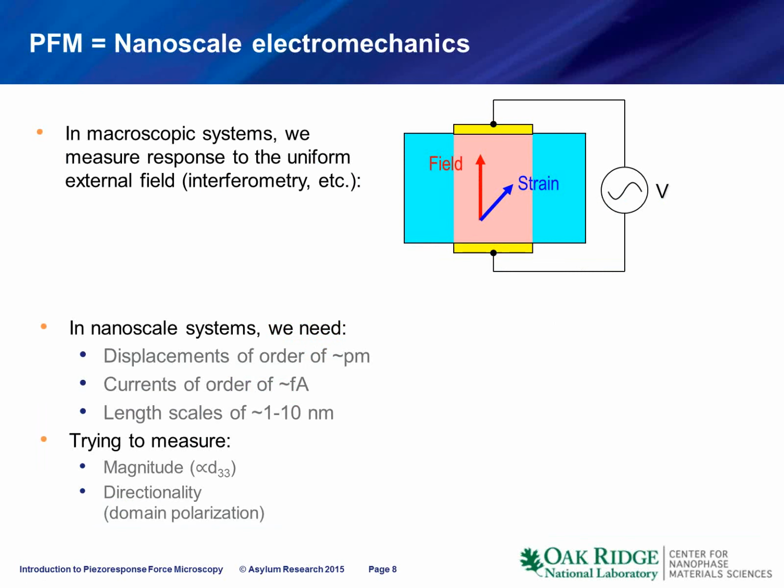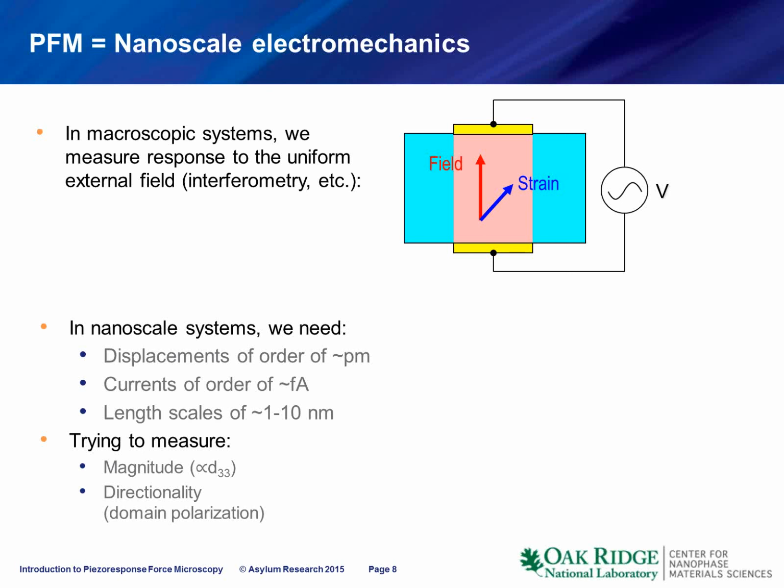So in macroscopic systems, we measure the response to the uniform external field. We apply the electrodes, we apply bias, and then we measure strain generated in response to this electric bias. The question is, how significant can these responses be? Turns out that they are not that large. We can measure nanometers, we can measure fractions of nanometers. Even for macroscopic systems, the piezoelectric responses are small.